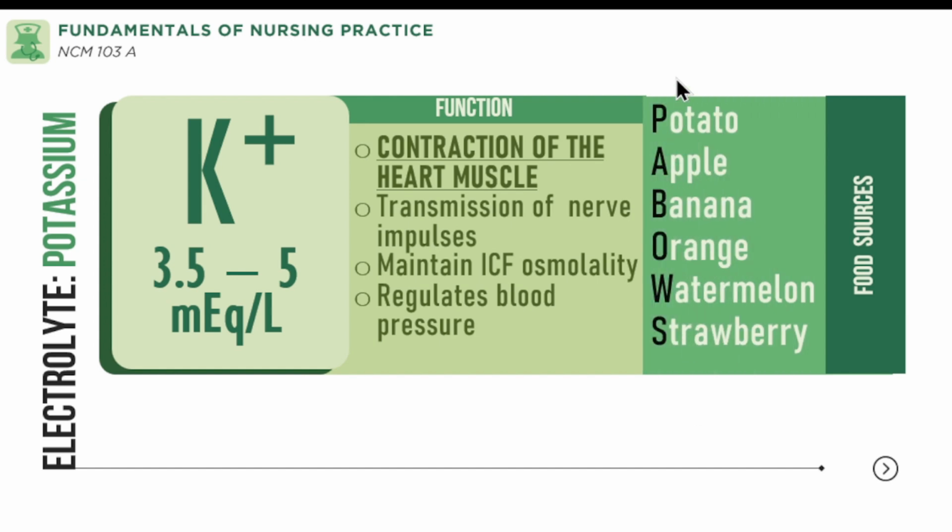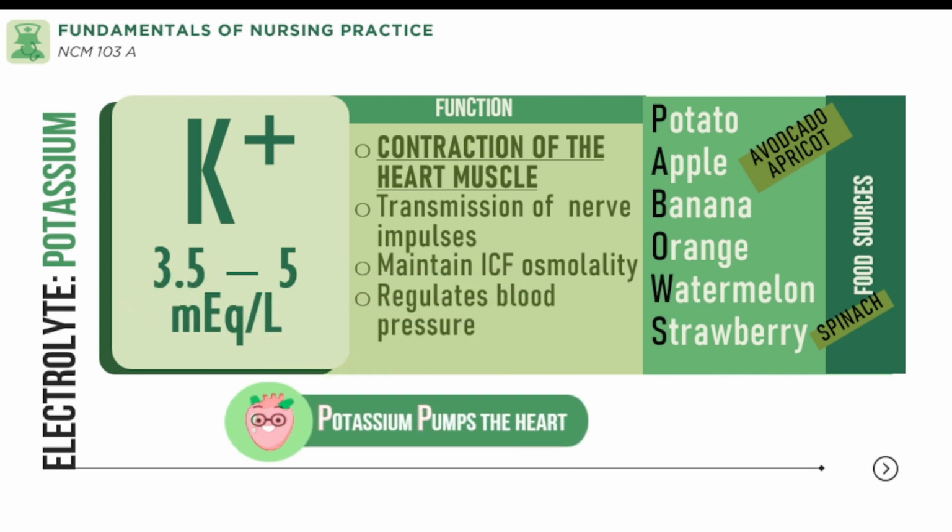PABOS, okay? So don't forget this mnemonic, PABOS. P for potato, A for apple, or avocado, or your apricot, okay? So international nursing examinations love to test you with the different food sources of potassium, and avocado and apple are mostly the common answers for this type of question. Then you have here banana, orange, watermelon, and strawberry. Another one for letter S is your spinach. Okay, so these are your potassium-rich foods.